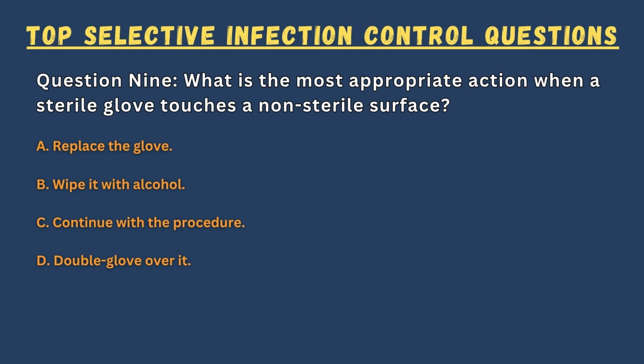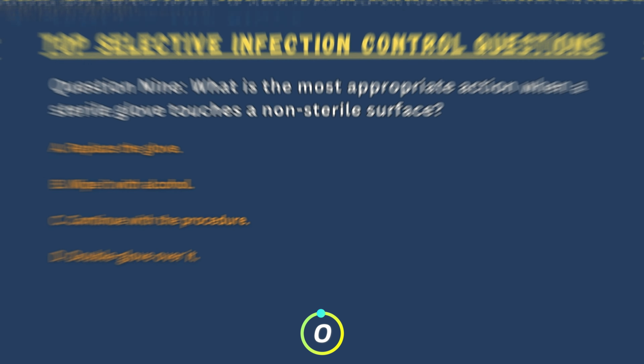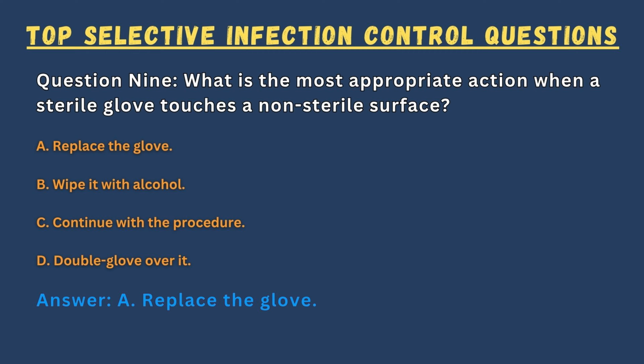Question 9. What is the most appropriate action when a sterile glove touches a non-sterile surface? A. Replace the glove. B. Wipe it with alcohol. C. Continue with the procedure. D. Double glove over it. Answer. A. Replace the glove.